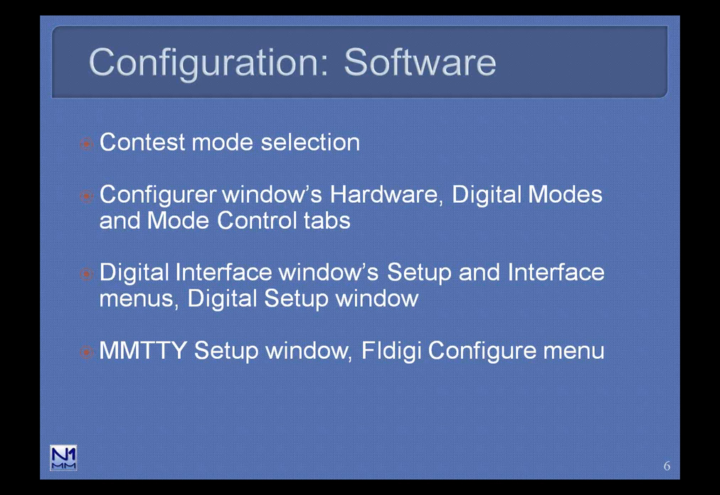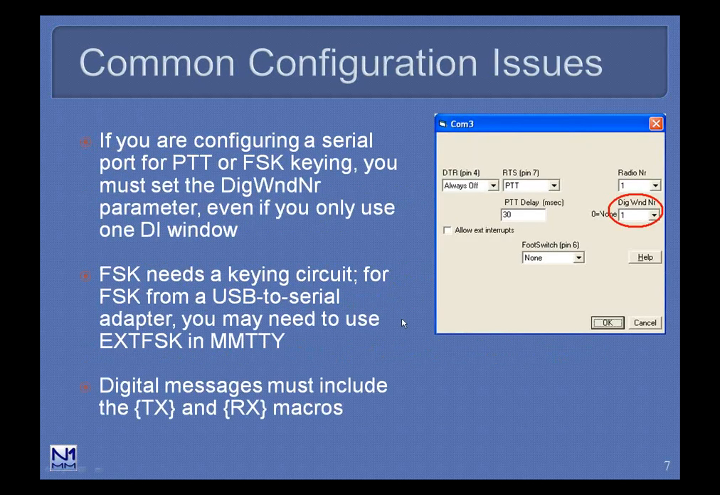I do have a couple of fairly common configuration issues I can mention here. When you configure a serial port for FSK keying or for PTT, you have to remember to set the digital window number, even if you only use one window. I believe this starts out at 0, and if it's at 0, that port just isn't going to get used. If you're using only one digital interface window, of course it's set to 1. If you're using two, then you need two COM ports, one for window 1 and one for window 2. And that's separate from the radio number because you can have two windows with one radio if you're doing SO2R.